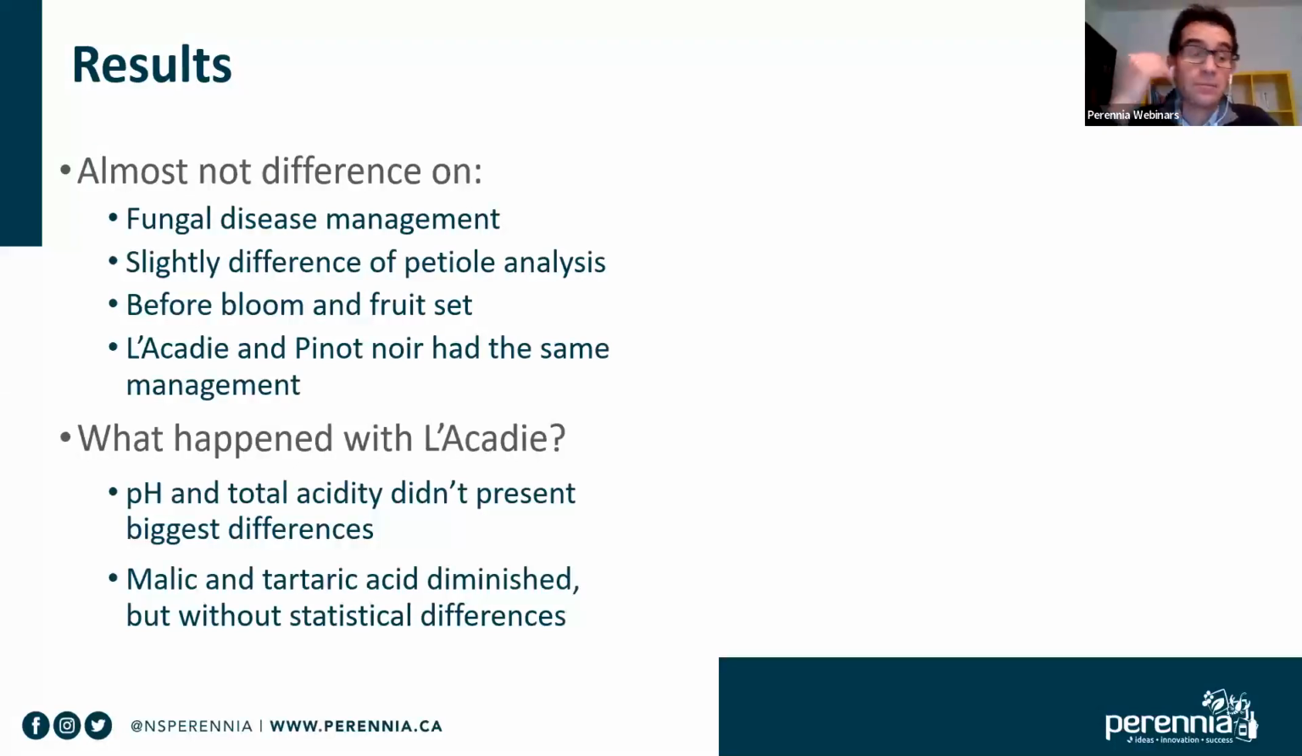So for our surprise, and actually it was not a big surprise, we didn't see a lot of difference. In fungal disease management, I have to admit that the control without management had slightly higher fungal disease compared to the others, but it was not so big because the vineyard manager had a very strict spray program. He was not overusing product, but was very careful about when to apply. So he was able to keep the vineyard quite clean, even though we saw slightly more there than on the other side. We saw a slight difference in petiole analysis, almost nothing, without statistical difference.